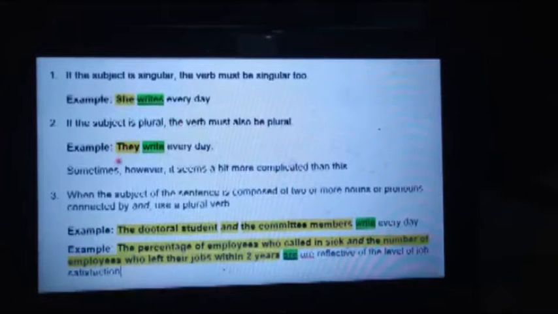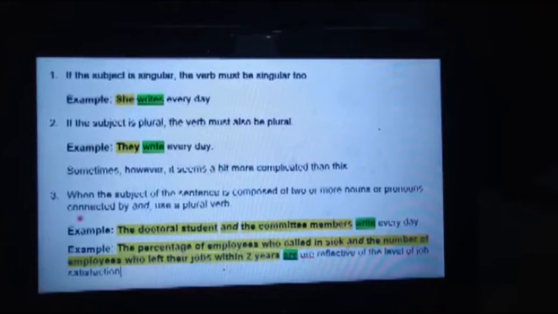Number 2, if the subject is plural, the verb must also be plural. Example, they write every day. They is a plural subject and write is also a plural verb. Sometimes, however, it seems a bit more complicated than this.